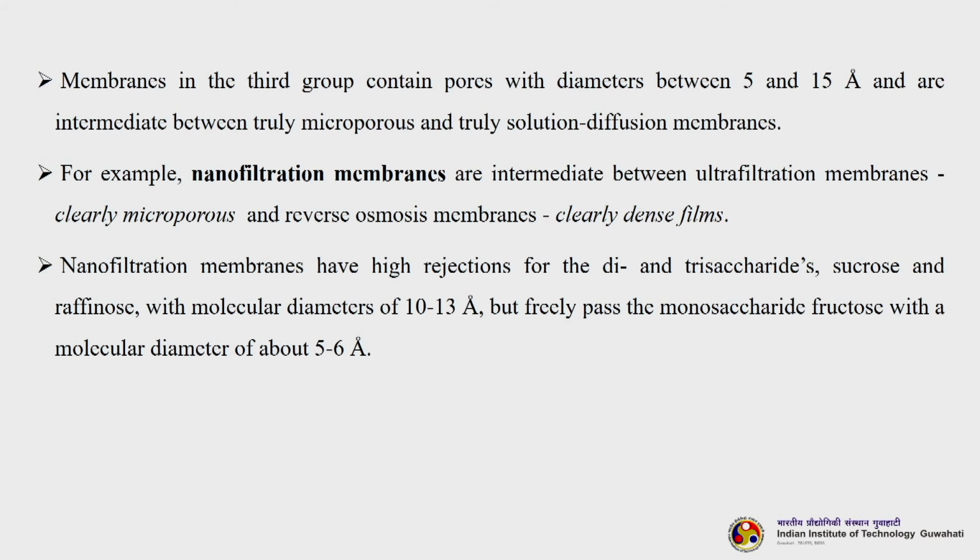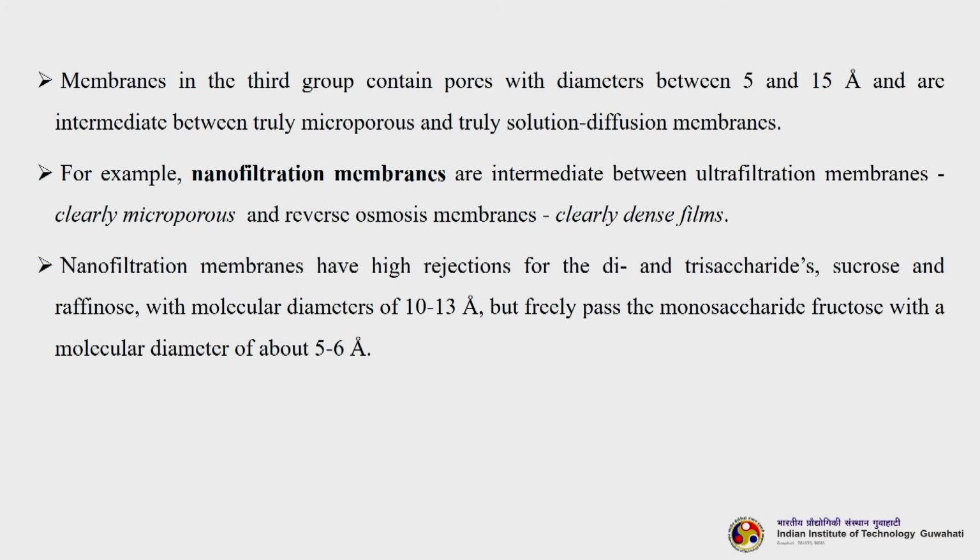And membranes in the third group contain pores with a diameter between 5 to 15 angstrom and are intermediate between truly microporous and truly solution diffusion membranes, right. So, these are some transition range membranes, you can say that. For example, the classic example is the NF membranes, right, nanofiltration membranes. So, they are intermediate between the UF membranes, which are clearly microporous, and a reverse osmosis membrane, which is clearly a dense membrane. So, NF is something between a porous membrane and a non-porous membrane.